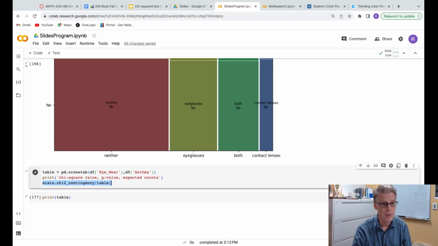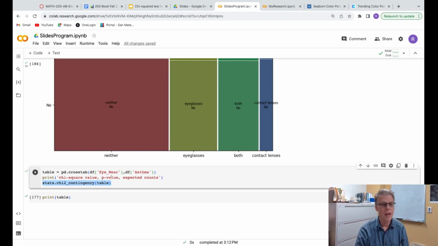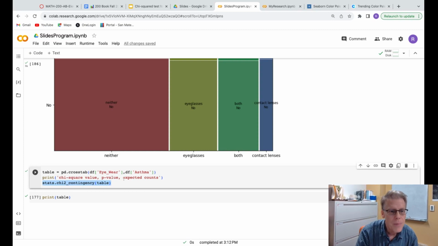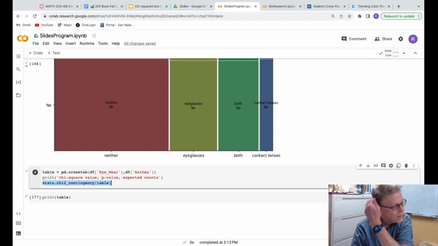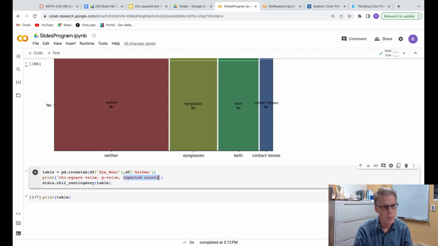The chi-square value, that's the test statistic, the p-value, and that's what we're going to see if it's less than 0.05, and if it is, we have significance, and if it's not, then we're going to say, hey, there's not enough evidence here. And then the expected counts. So I'm going to run this and then talk a little bit about how this p-value was concocted using these expected counts. And this table is just going to give us the actual counts in the data, what was observed.